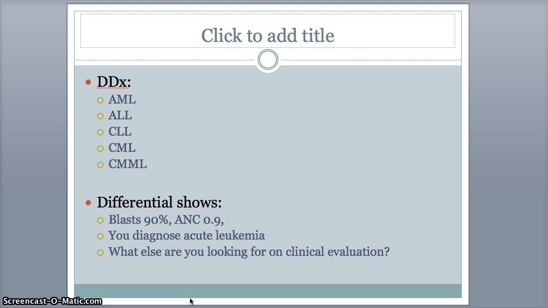So 20% blasts in the blood, 20% blasts in the bone marrow, or more rarely over 20% blasts in a collection of hematologic cells in other tissues, such as in the skin or in the muscle, like a myeloid sarcoma. Any of that gets you a diagnosis of acute leukemia.